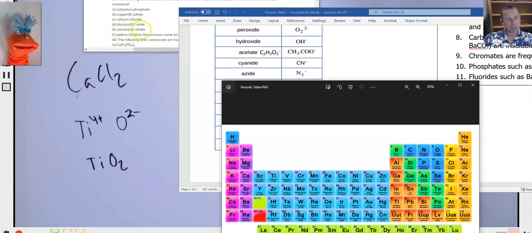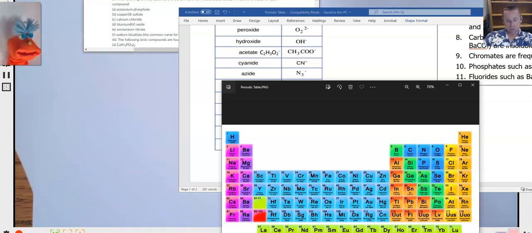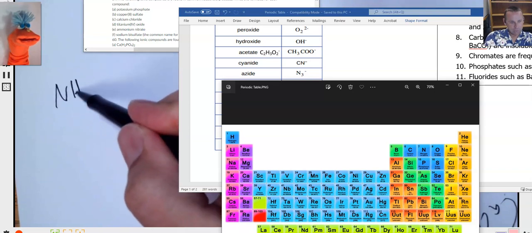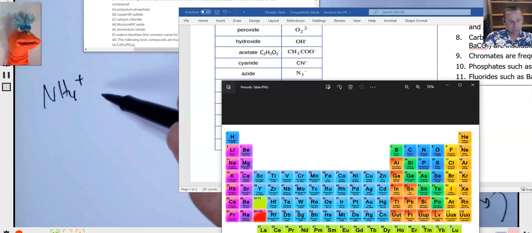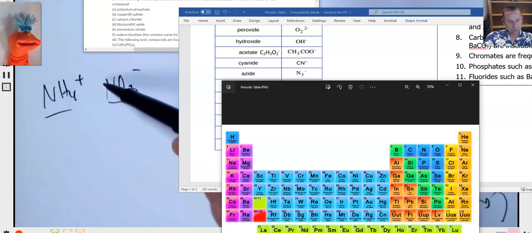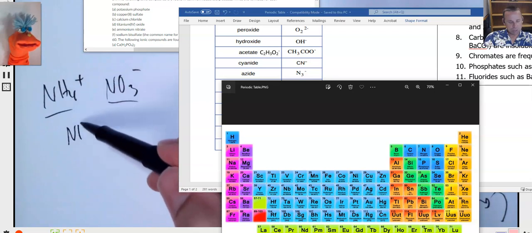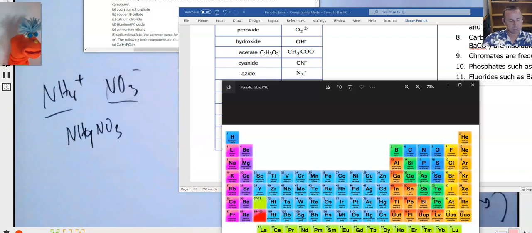Ammonium nitrate. Those are both polyatomic ions. I remember them now, though. I'm getting better at the polyatomic ions. What's the ammonium ion? NH4+. Very good. What's the nitrate ion? NO3-. Very good. Ammonium nitrate. So it's a 1-to-1 ratio. Is that it? Yep, NH4NO3. Very good. Ammonium nitrate.